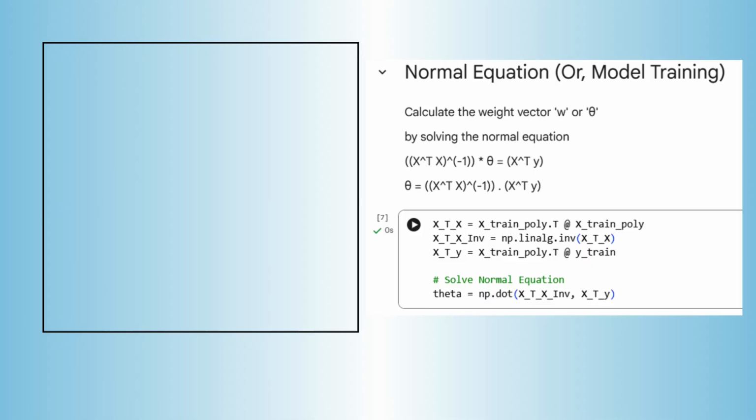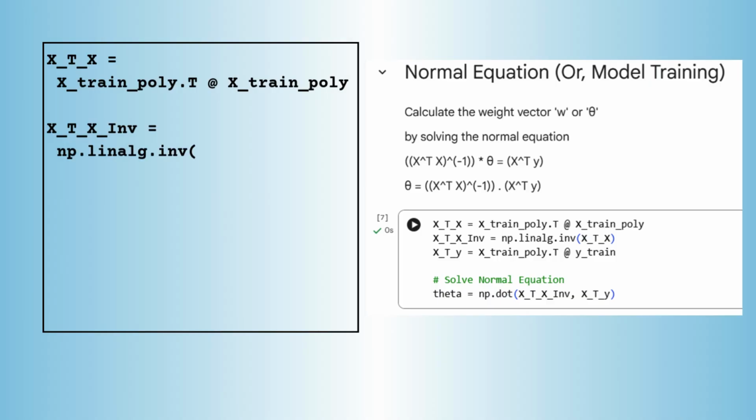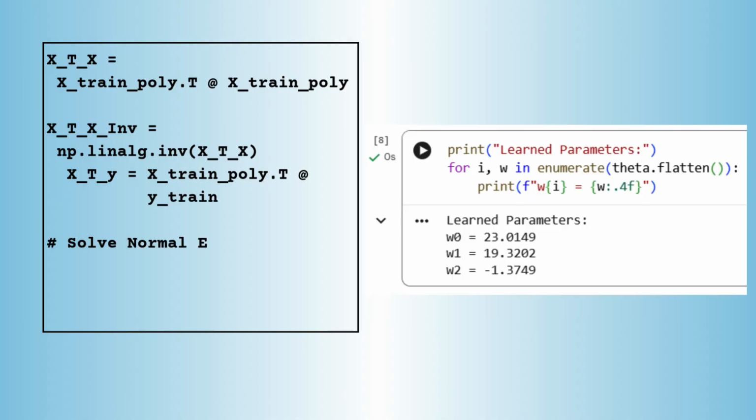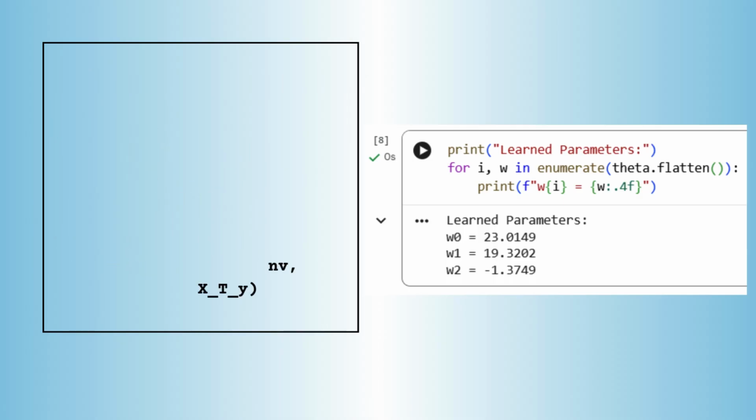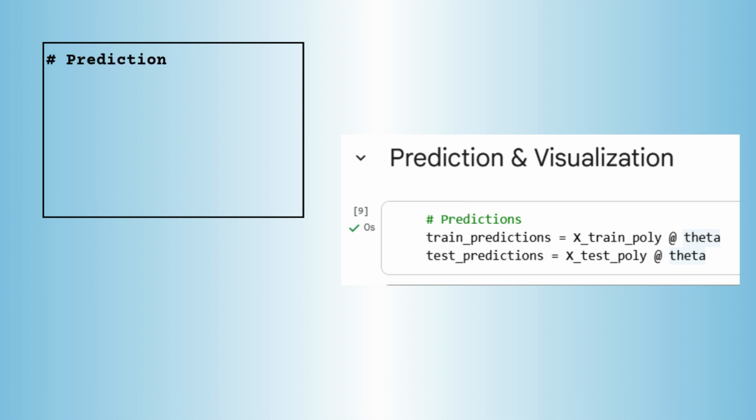Just like in linear regression, we compute the weight vector by calculating the dot product of x transpose x inverse with the x transpose y. This gives us the intercept, the slope, and the curvature term. Everything here is pure linear algebra. Our model has now learned the parabola that best fits the blue training points.